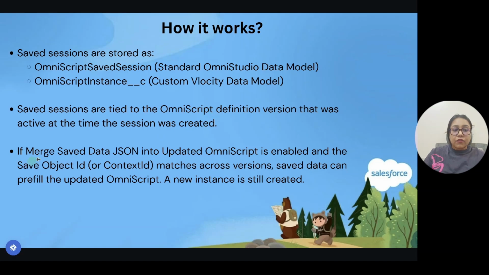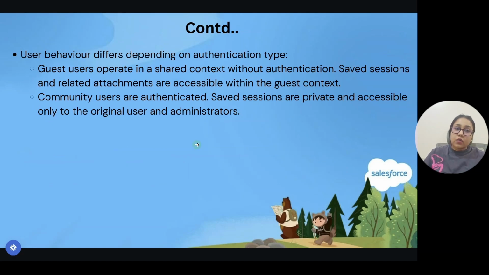Now, the same thing is written here about the merge save data JSON. If it is enabled, it will merge the saved session into the updated OmniScript. If it is not enabled, you'll get a screen saying the form was updated. Okay, so this is how it works. And it also differs based on the authentication type.